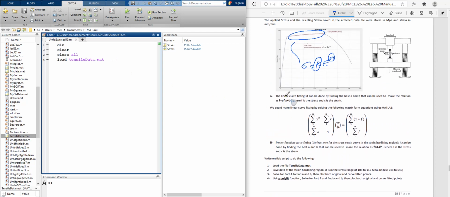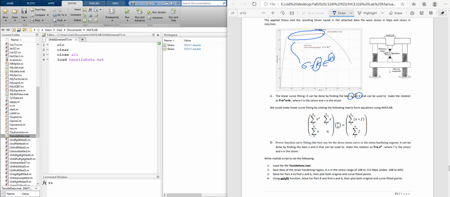Okay, the problem A, the linear curve fitting. It can be done by finding the best A and B. There is a concept in numerical methods to find the best linear data fit for any data. The best A and the best B can be found by writing this equation. X here is the data in X direction, N is the number of data, F is the value of the Y. A and B are the coefficients for the first order polynomial. If we solve this equation, we will find the best A and the best B.